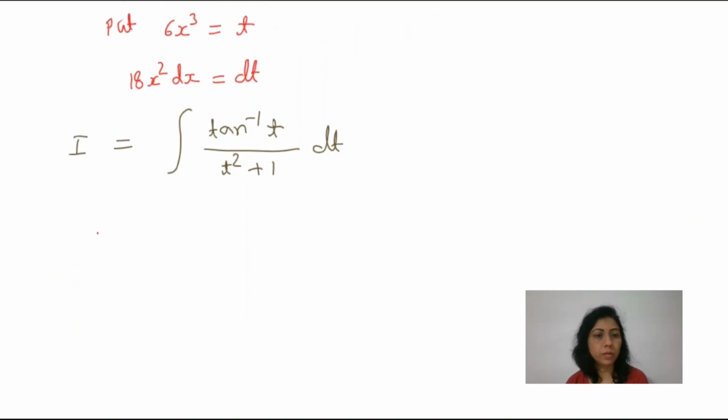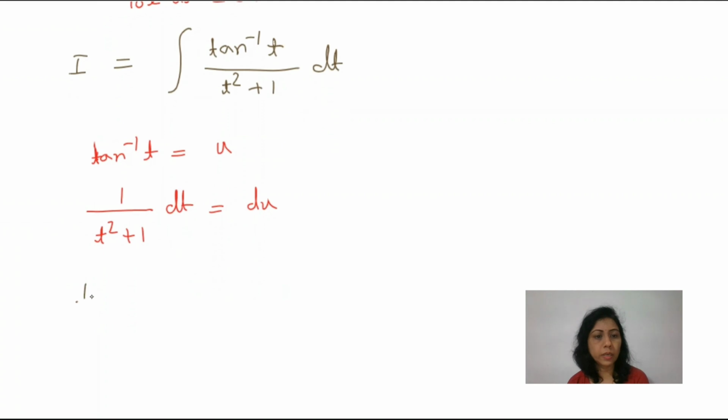Now here this tan inverse t we can put as u. So when we differentiate we get 1 upon t square plus 1, dt is equal to du. So now I is equal to the integration of this tan inverse t, which we put as u, and this 1 upon t square plus 1 dt is du.